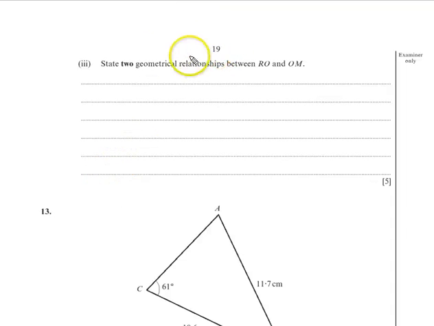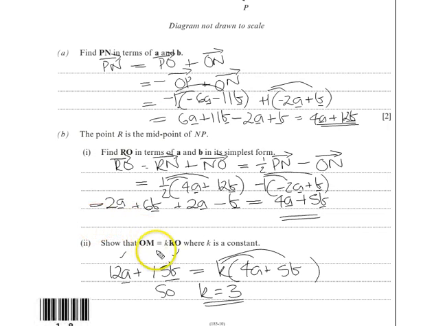Okay, page 19 then. It says part 3, state 2 geometrical relationships between RO and OM. So we better go back to the previous page, hadn't we? Between RO and OM. Here we go. Show that OM is equal to KRO. And K was 3, wasn't it?